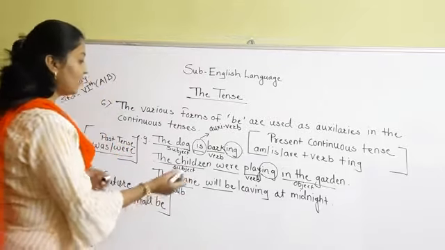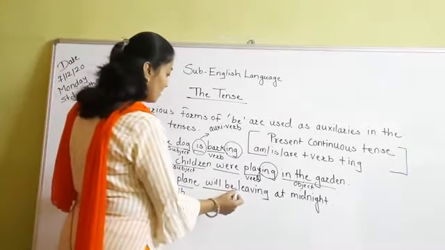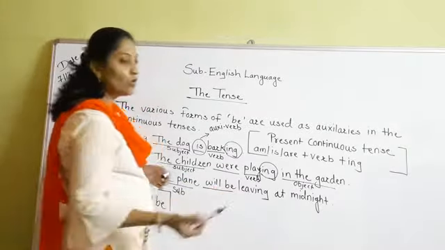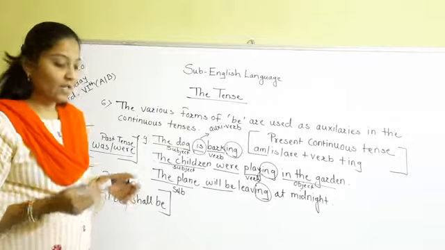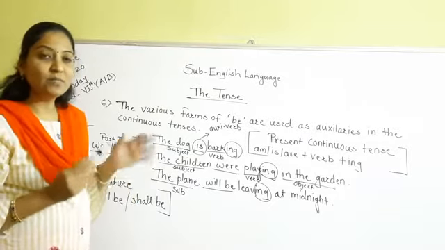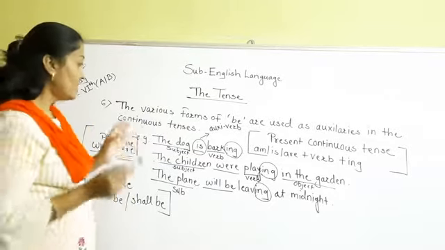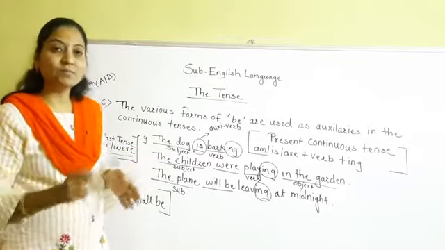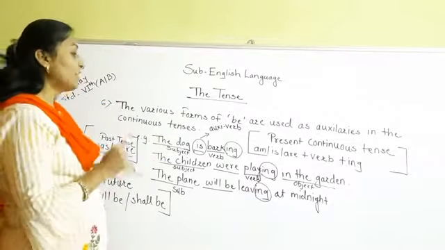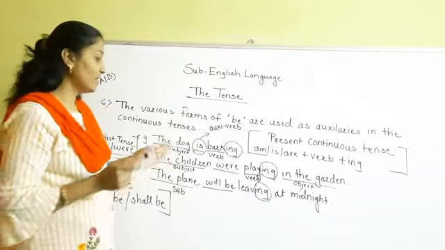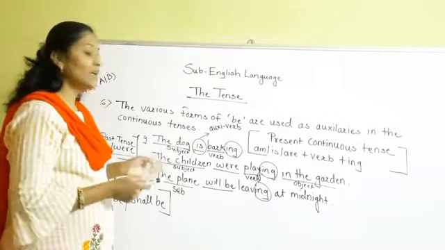When we are talking about the future continuous tense, again we have to add ing to the verb. When we add ing to the verb, if it is in the present tense then it becomes the present continuous tense, if it is in past tense it becomes the past continuous tense, and if it is future tense then it becomes the future continuous tense.